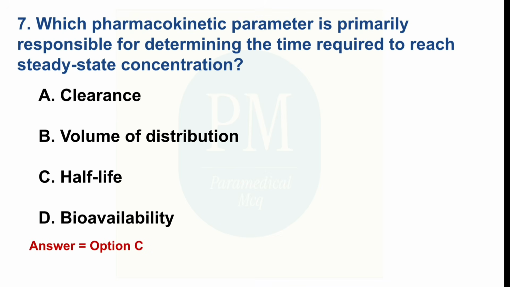Which pharmacokinetic parameter is primarily responsible for determining the time required to reach steady state concentration? Option A, clearance. Option B, volume of distribution. Option C, half-life. Option D, bioavailability. The correct option is option C, half-life.